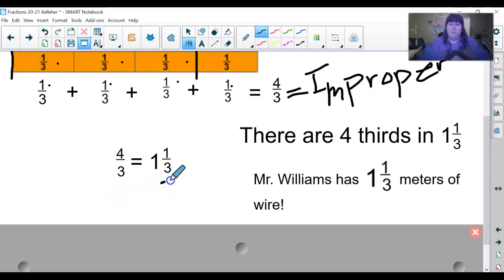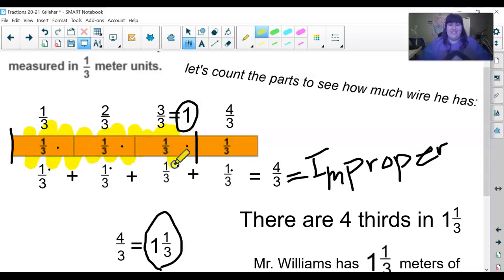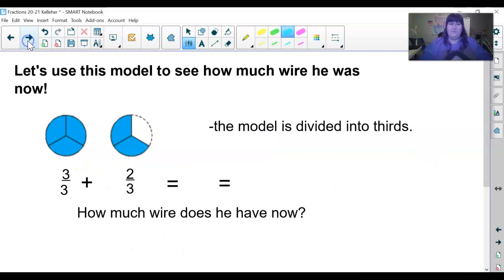4/3 is the same as 1 and 1/3. He has 1 and 1/3 meters of wire. Because we can see here, he's got 3/3, which is equal to 1 whole, and then he has 1 extra. 1 whole plus 1/3 more. 4/3 equals 1 and 1/3.